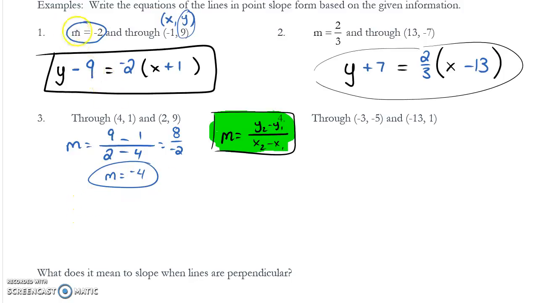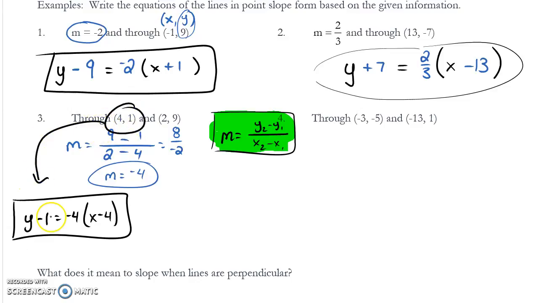Now I have a slope like I had before, but before I had 1 point, now I have 2. It does not matter which point you choose. Both are correct. Let me repeat that. Both points would be correct if you use them accurately. You cannot mix them. I can't use the 4 from here and the 9 from here. But I could use the 4 and 1, or I could use the 2 and 9. My equation could look like y minus 1, my y coordinate, equals negative 4, my slope, times x minus 4, my x coordinate. So if I use this point, that's my equation, and I'm done.